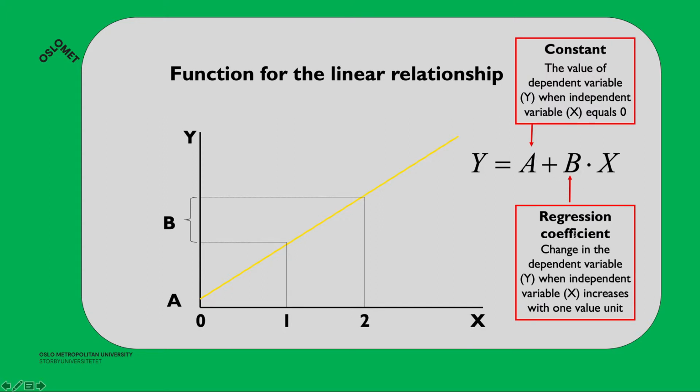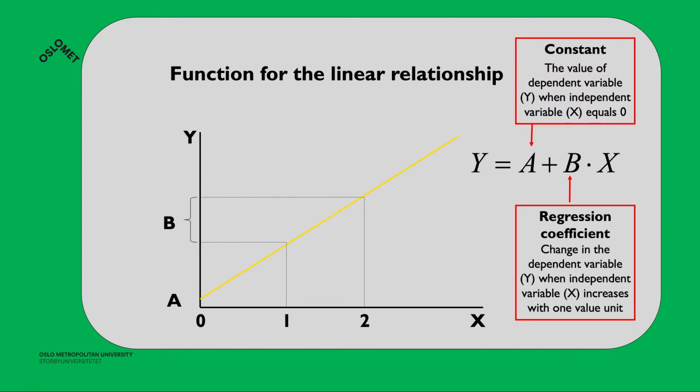So this says something about the change in the dependent variable with 1 unit's increase in x. So you can see it here. When x is 0, then you have the value on y equals a. But when you have 1 unit's increase in x, there's also an increase in y, and that increase equals b.